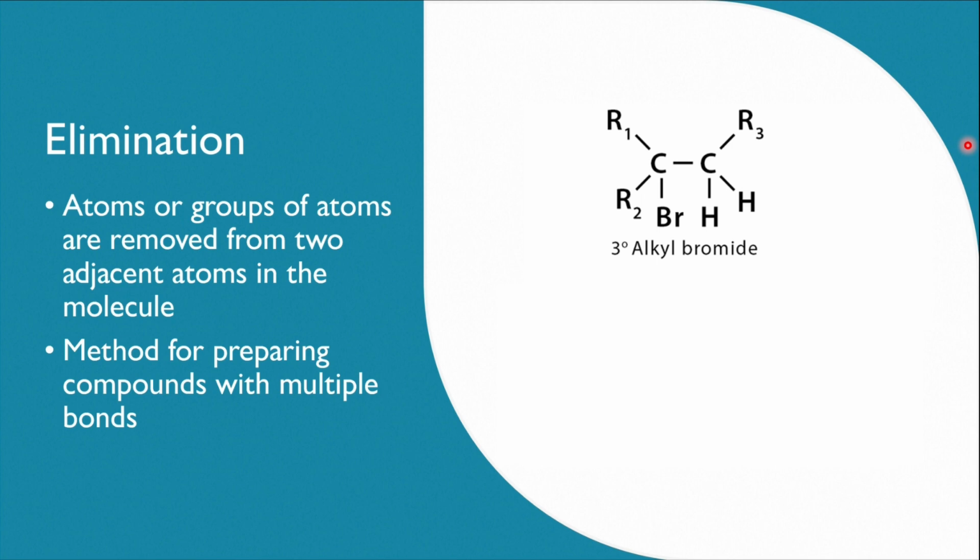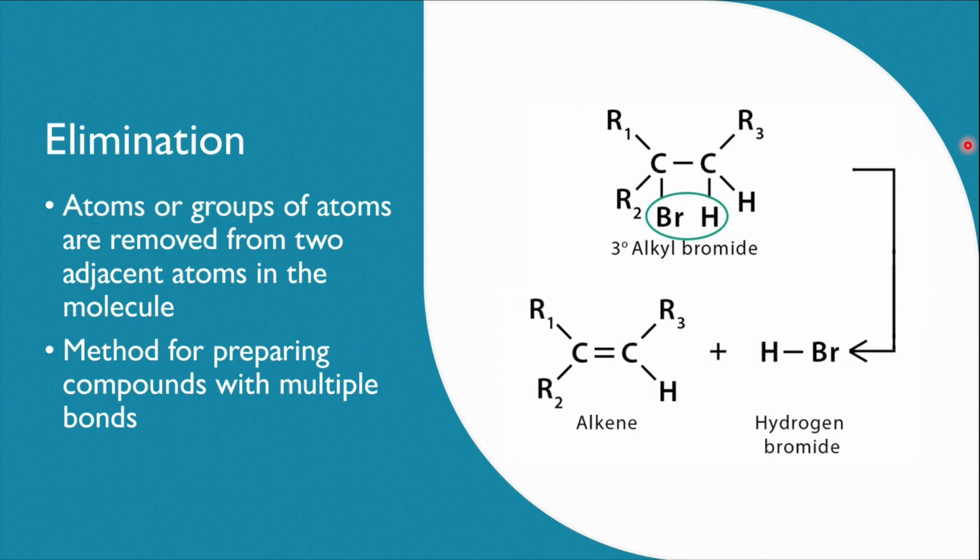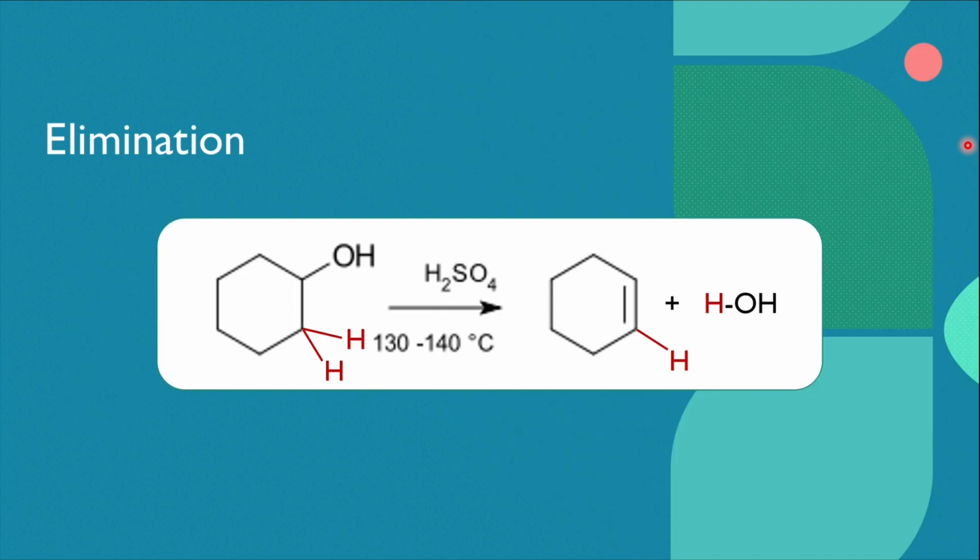In this example, bromine and hydrogen atoms from adjacent carbons are removed to produce an alkene and hydrogen bromide. Whereas in this reaction, the hydroxy group and hydrogen on adjacent carbons are eliminated to produce cyclohexene and water as the byproduct.